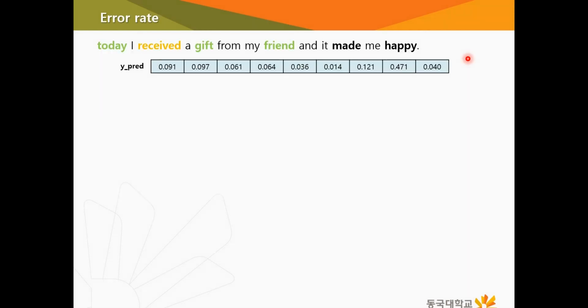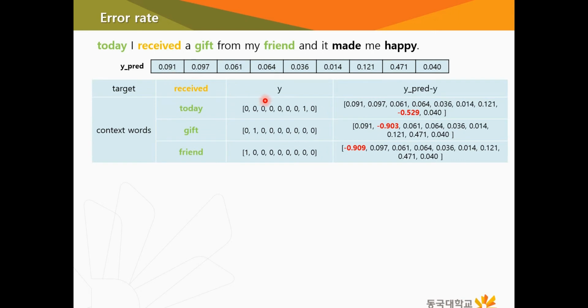Now you can calculate the error rates with the prediction probabilities. Here are the prediction probabilities we just got earlier, and we subtract the vectors of all the context words of the corresponding target word, and you get 3 rows of error rates for the corresponding context words.